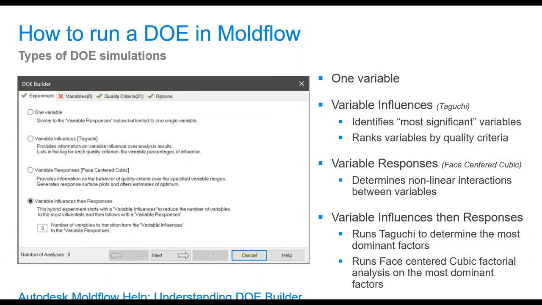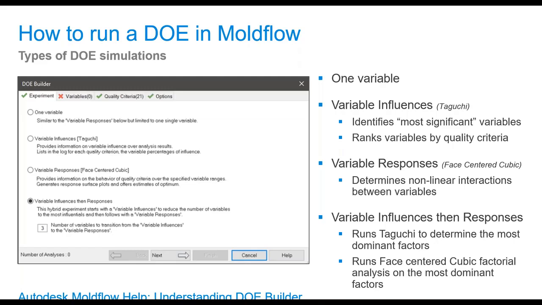As mentioned earlier, I wanted to dive deeper into the actual DOE builder and the types of simulations and experiments that you can run using the DOE. So the first one that you can choose from is one variable, and this experiment calculates the effect of a single variable on a set of criteria that define the part quality. The result is an XY plot of the effect of the chosen variable on each of the selected quality criteria. This analysis is recommended if you are only interested in a single known variable.